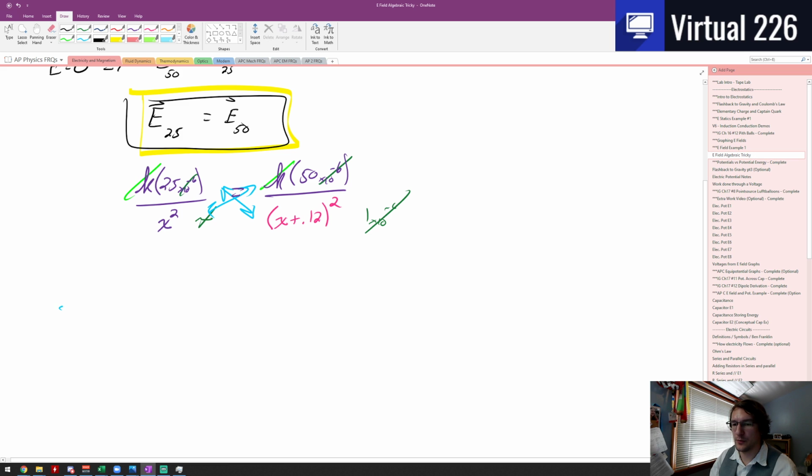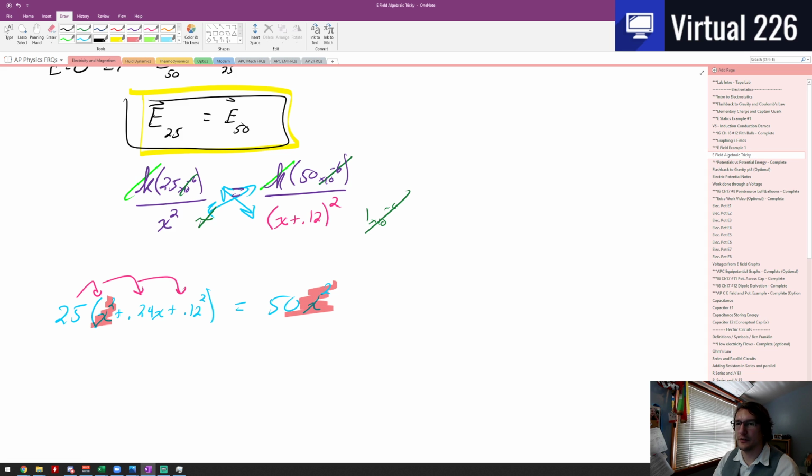But if we did cross multiply this, we're going to have 25, because I dumped the units there. And then you're going to have x plus 0.12 squared. So I'm going to square this out. I'm going to expand this, and I'm going to get x squared plus 0.24x plus 0.12 squared. And then that's going to equal 50x squared. Now what I'd be able to do is distribute this 25 all throughout. And then now I'm going to have like terms in terms of the x squared quantities and the x squared quantities on the other side.